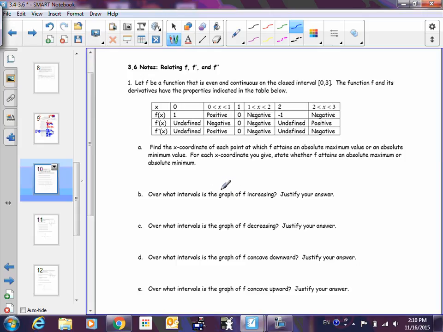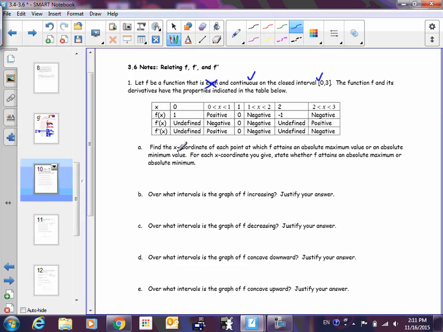All right, so we have a function. It's even. That just means it looks the same on the left as it does on the right. It really doesn't mean much for what we're going to use this for. Continuous, closed interval, that's all good stuff. Okay, and then we have a table. Sometimes tables can be scary, but on this problem, it actually makes everything easier. They flat out tell us what's positive, what's negative, what's zero, what's undefined.